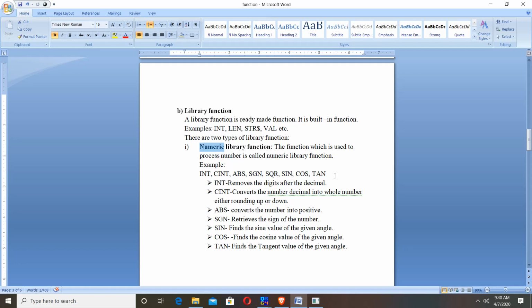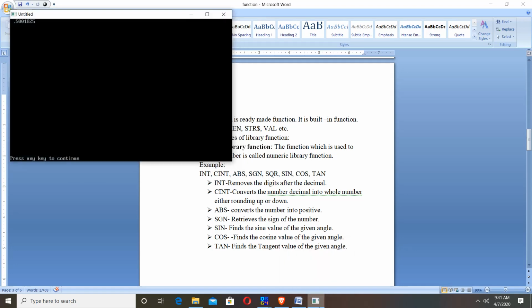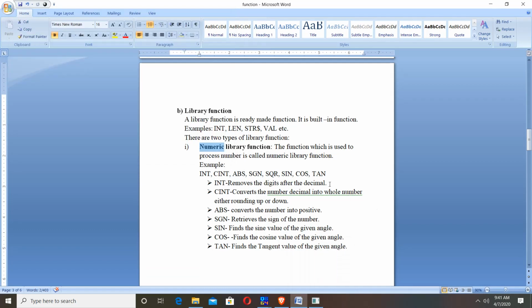Now what we'll do is write each and every function in a program. After that we'll see how they work in the QBASIC editor screen. Okay, so the first one is INT. And what is the INT function? It removes the digits after the decimal.